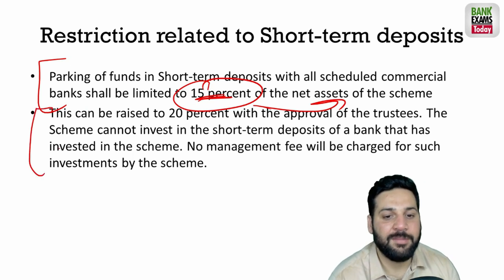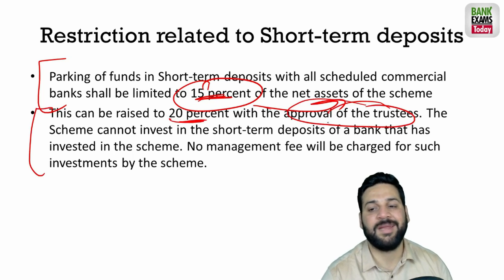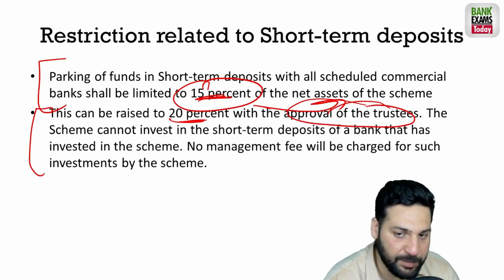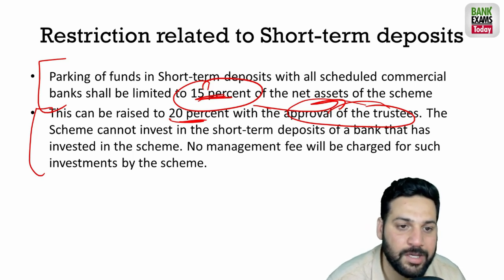So this limit can be raised to 20% with the approval of trustee. Agar trustee approve karte hai, this limit can be increased to 20%. 20% of the money can be deposited with the scheduled commercial banks.